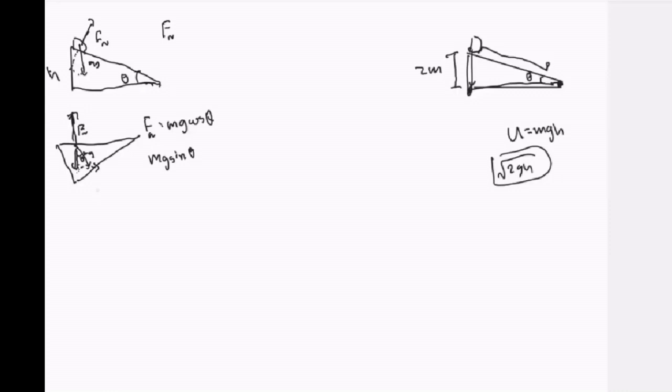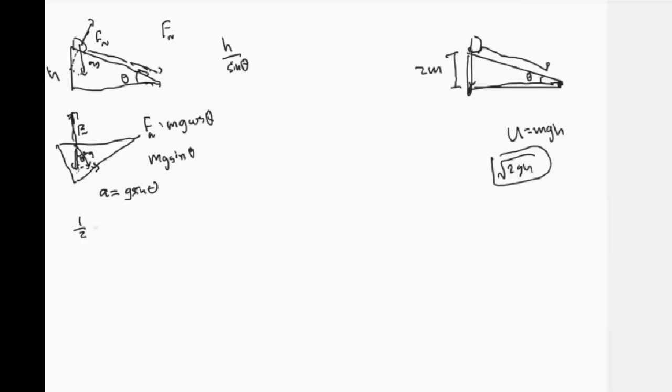All right, so we'll get an acceleration of g sine theta. But what is the distance we have to travel? Well, the distance we have to travel is going to be h over sine theta. That's just from trigonometry. So we know our acceleration, we know our distance. Let's use a kinematic formula.